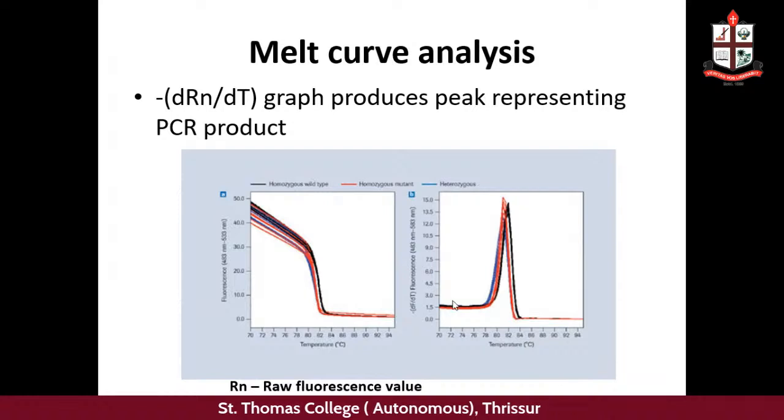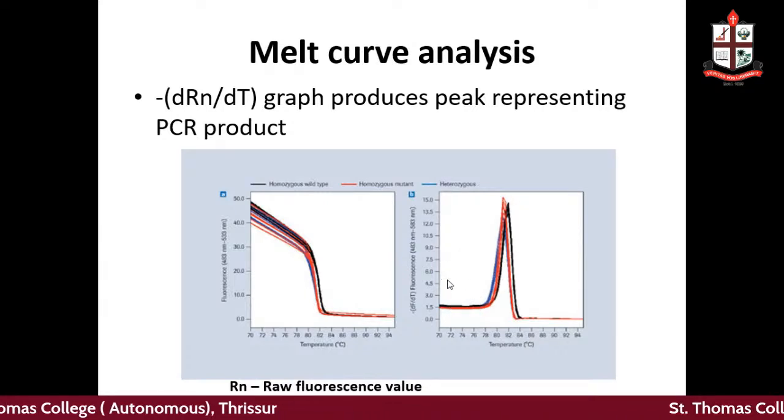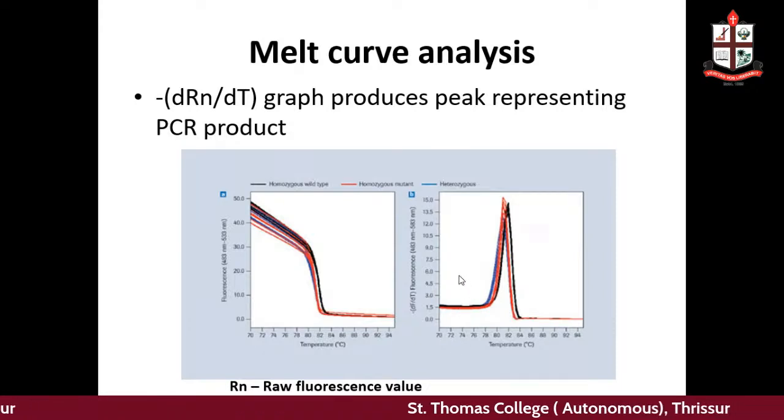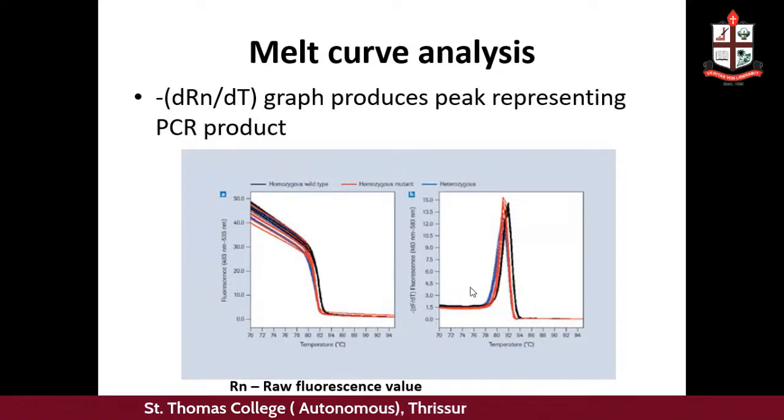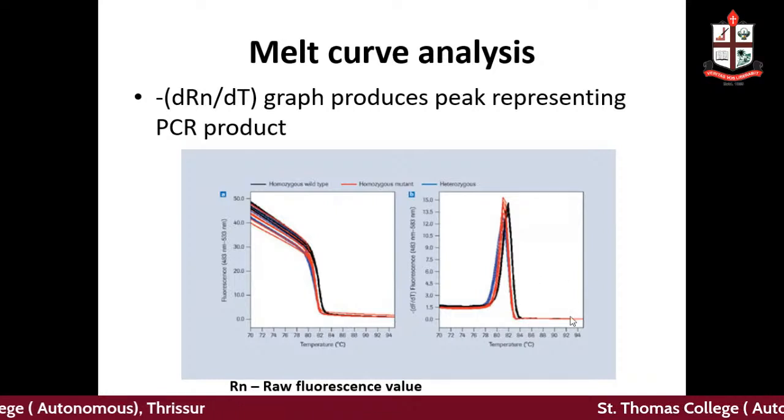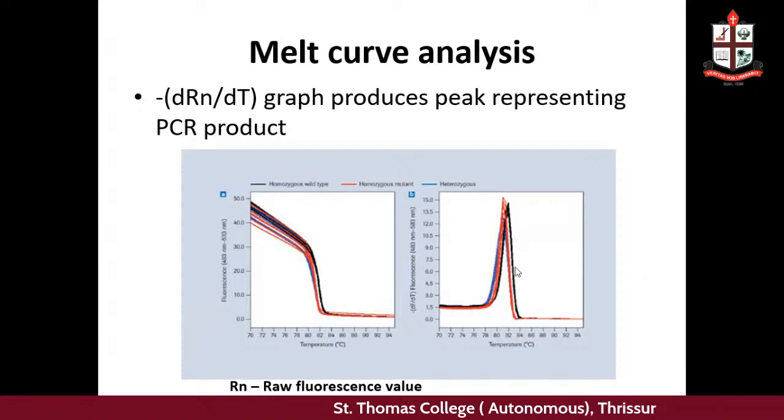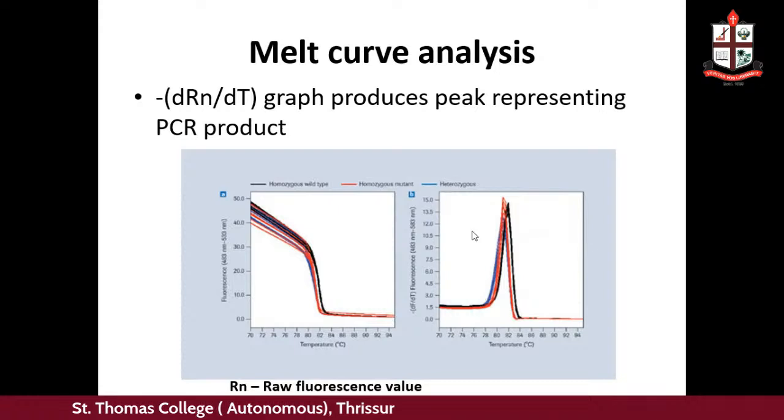And if there was a primer dimer, we will be seeing another peak here, a smaller peak of primer dimer, because primer dimers are normally smaller than your PCR product. So it will denature at a lower temperature. So we'll be seeing a peak here. And if there are non-specific amplifications, then you will be seeing multiple peaks. So that's how Melt Curve analysis helps us to ensure the specificity of our PCR.